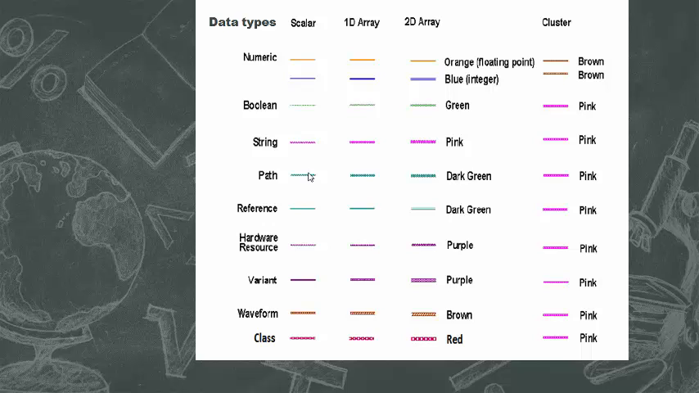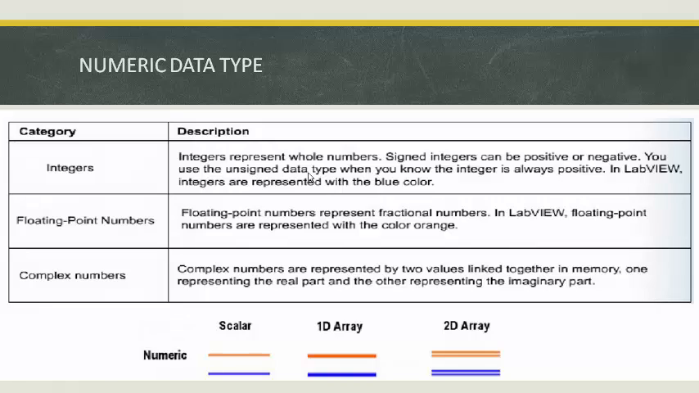Just go through this slide, and you will get to know how to use these in the LabVIEW environment. Coming to numeric data type, as we said before, there are integers, floating point numbers and complex numbers. We know integers are represented as whole numbers. In integers there are two types, signed integers and unsigned integers. Signed integers can be positive or negative, but unsigned integers are always positive.